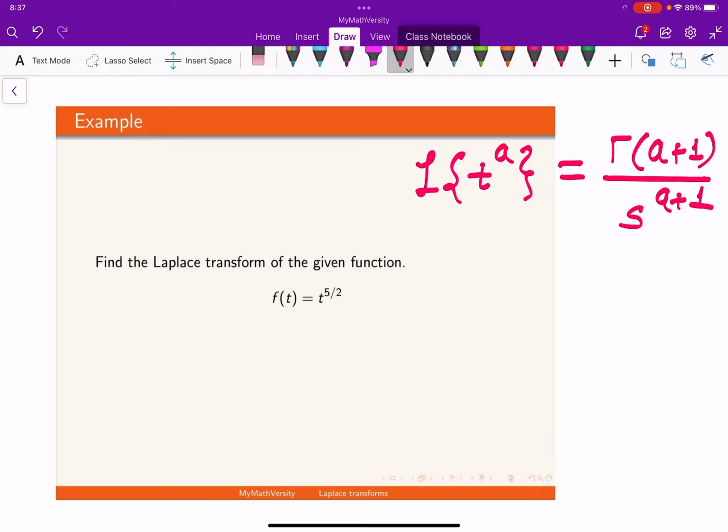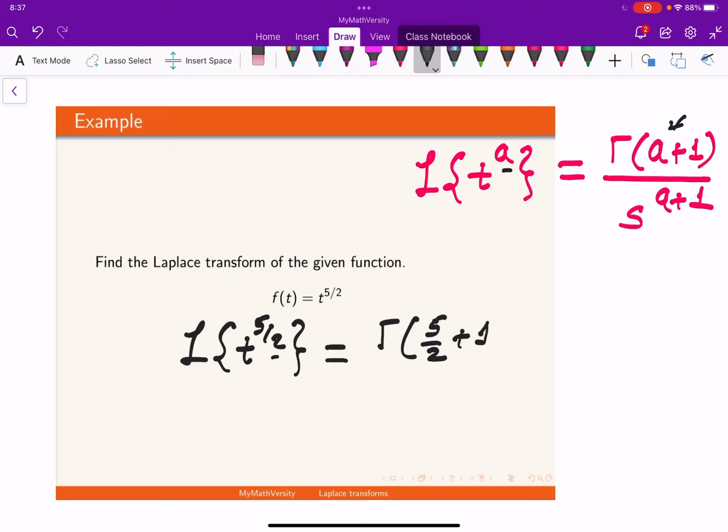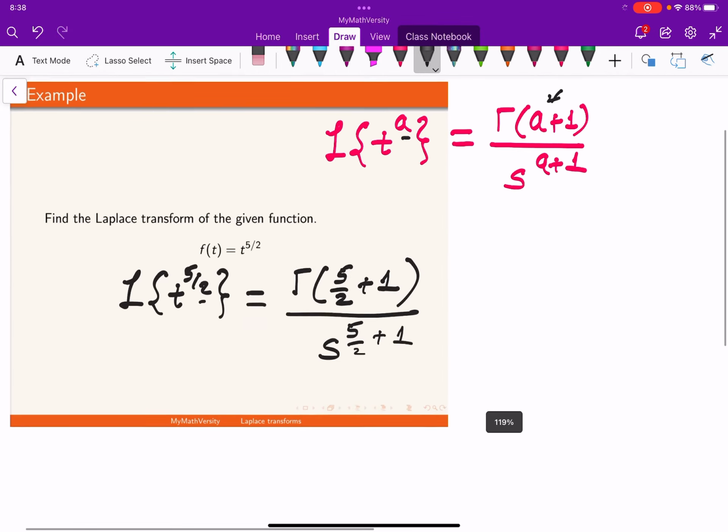So that's the formula. We want to use it over here. Our goal is to find the Laplace transform of t to the power 5/2, right? If we compare over here, the value of a is 5/2. So let's plug that in over here. Then we get gamma of 5/2 plus 1, and underneath that we'll have s to the power 5/2 plus 1, right? So that is the Laplace transform.